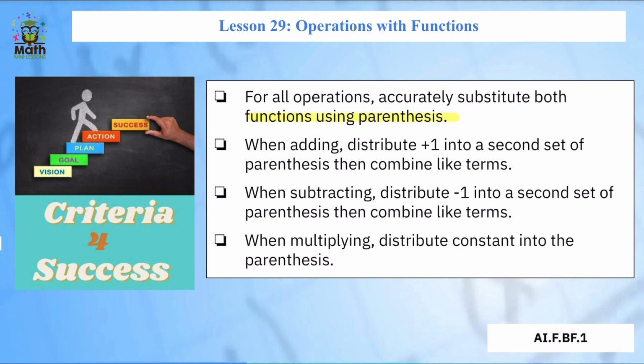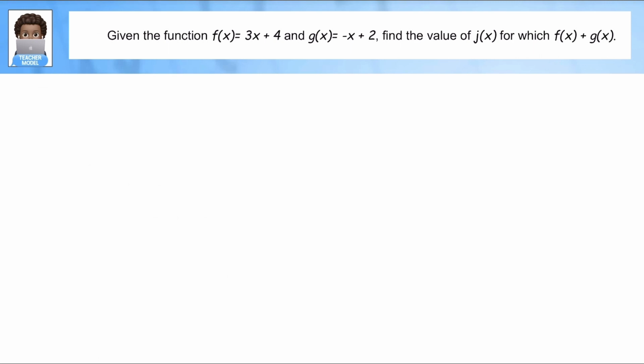When we're adding, we're going to make sure that we distribute a positive 1 for that second set that's in a parentheses and combine like terms. When we're subtracting, we're going to distribute a negative 1 into that second set. So I want you to watch what that means if you can't visualize it right now. And when we multiply, we're going to distribute constants in that parentheses. All right, so let's jump into the first one, which is addition.